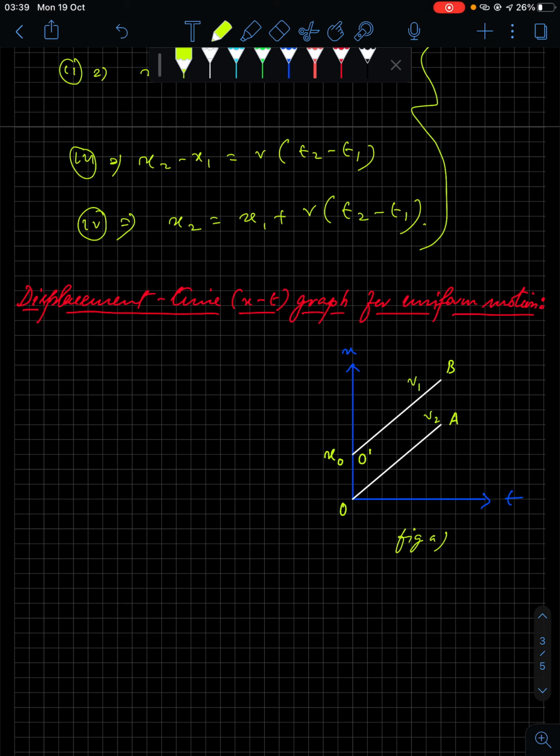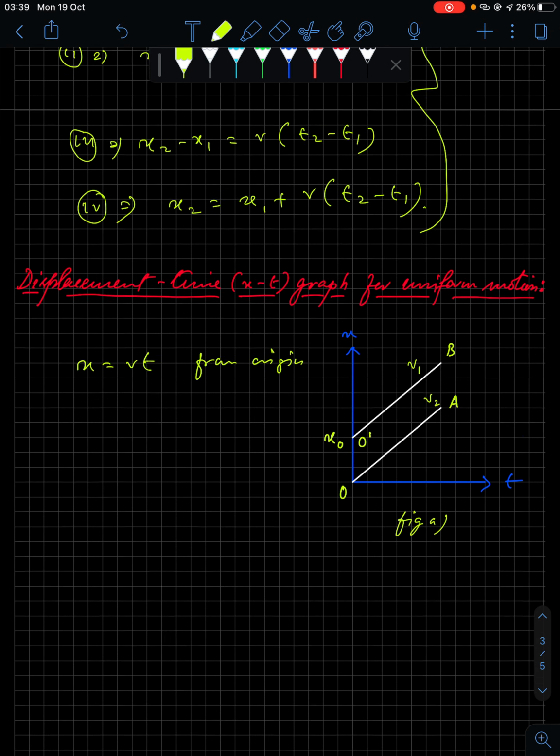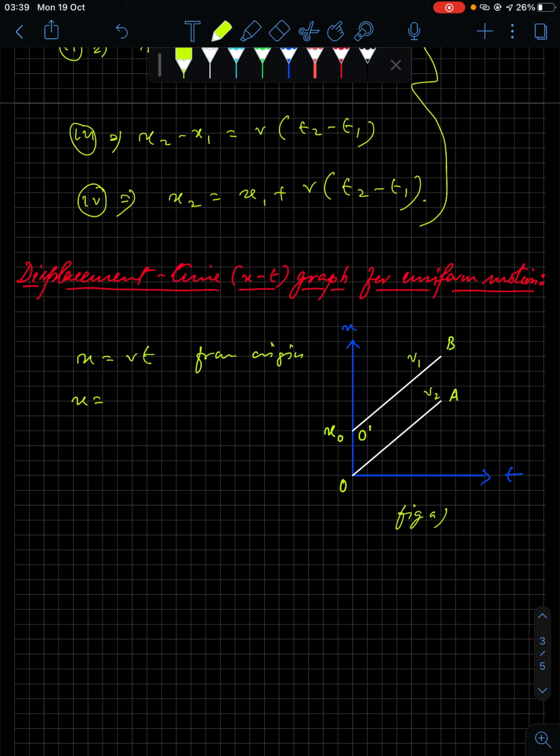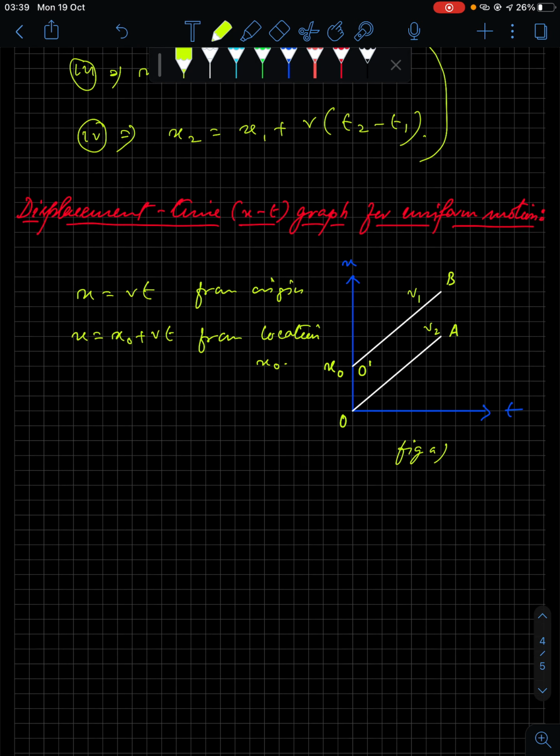So now we saw two equations, right? When the journey started from the origin, when the event started from the origin, the equation was x equals vt. And we had another equation, which is x equals x0 plus vt, when the event started from some location x0, okay.